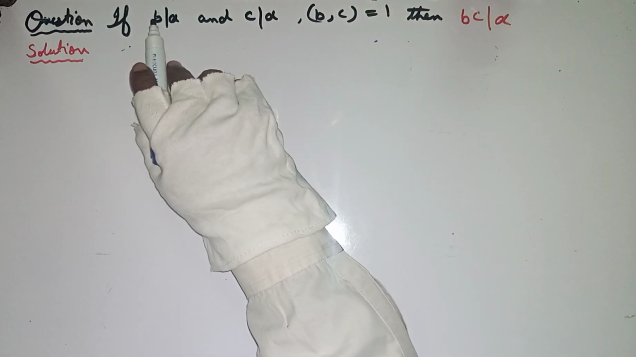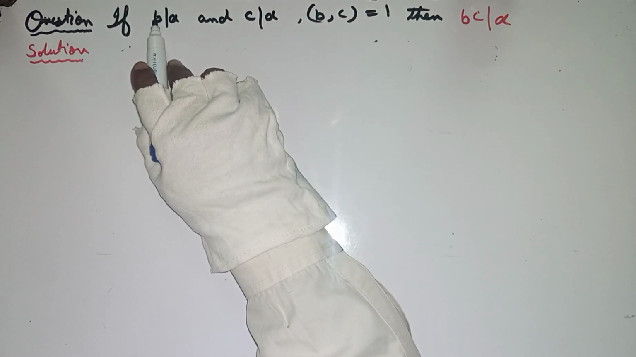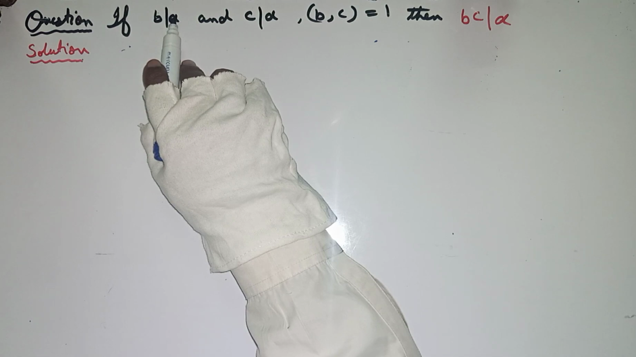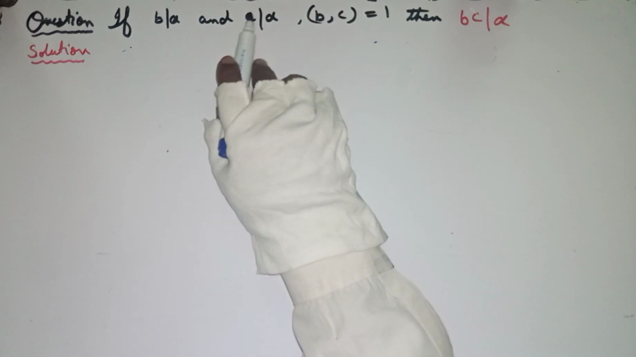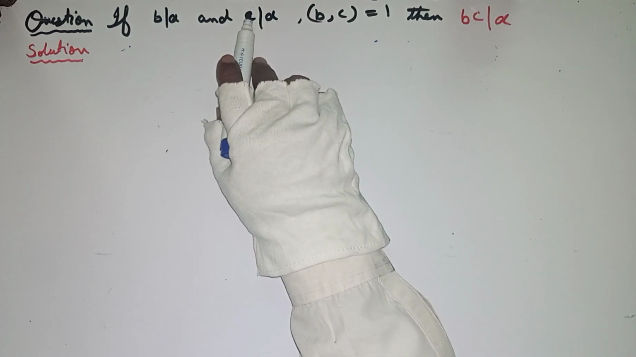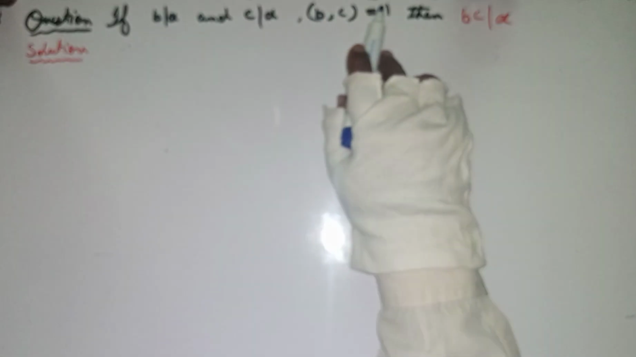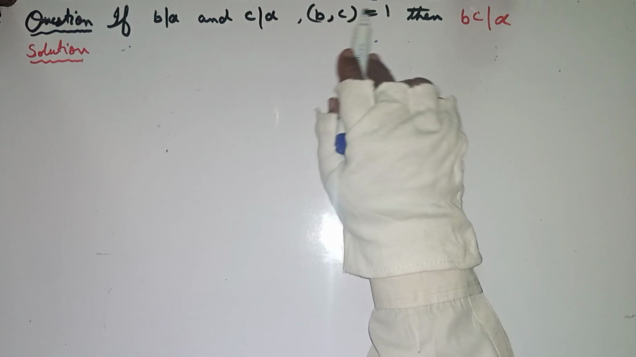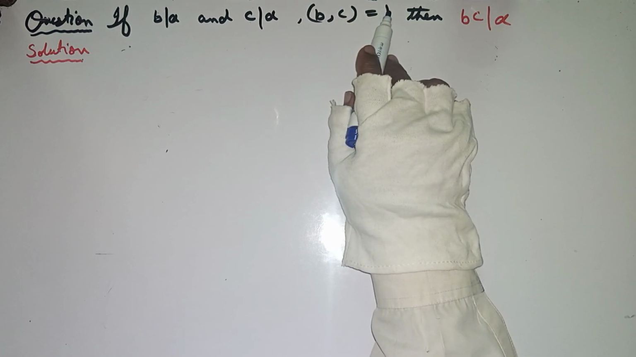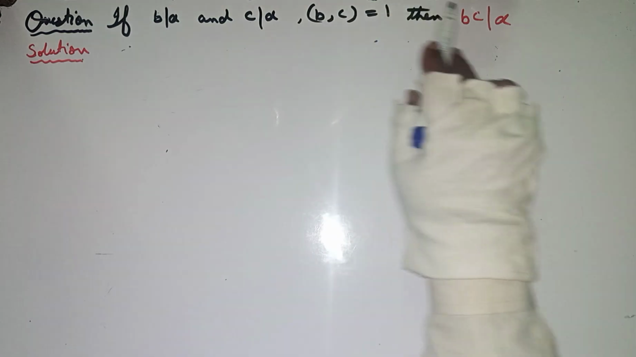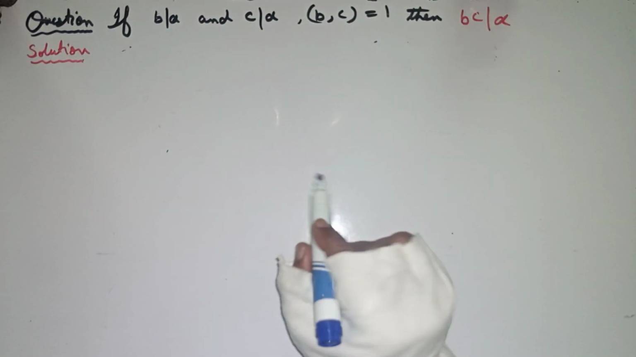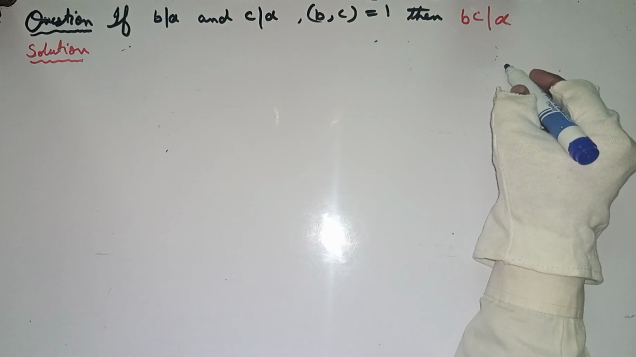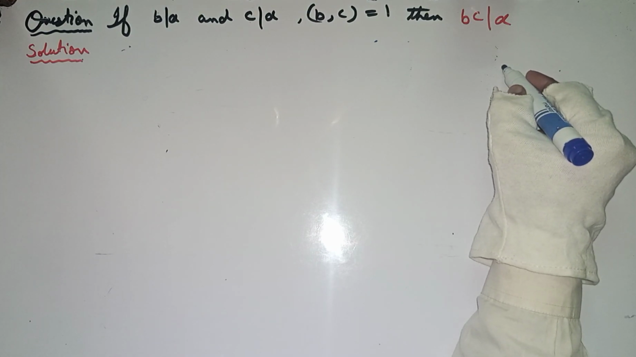I have a question. If a number divides a number and another number divides the same number, and these divisors are relatively prime, meaning they do not have a common divisor greater than 1, then their product also divides this number. We understand it with a common example of numbers.